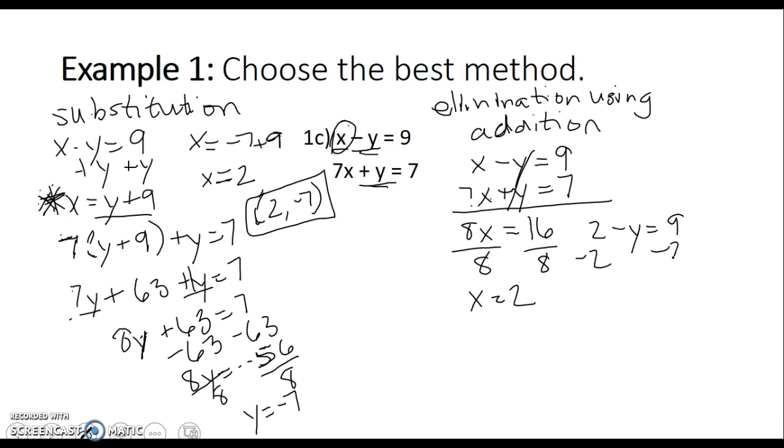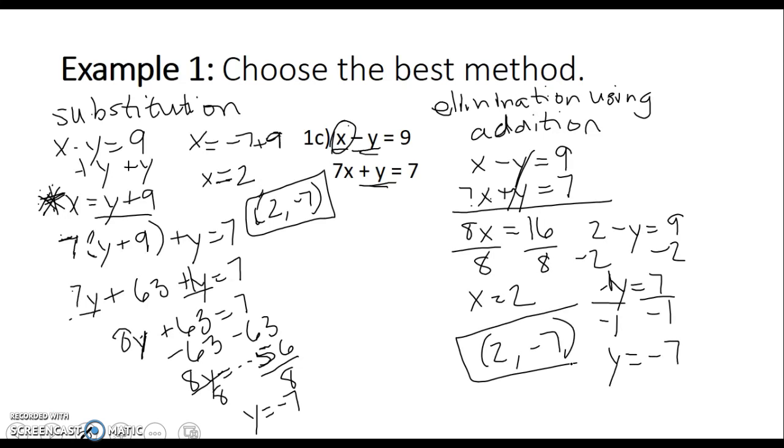Subtract 2 from both sides. I have negative y equals 7. Divide both sides by negative 1. Remember, this is like there's a 1 in front of that y, so I've got to get rid of that negative. I'm left with y equals negative 7. So again, my answer is 2 comma negative 7.